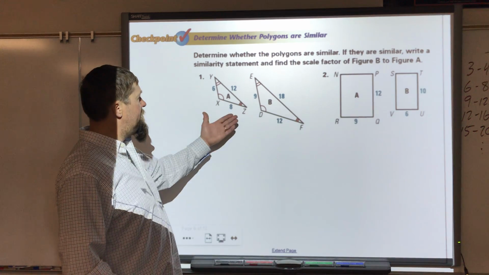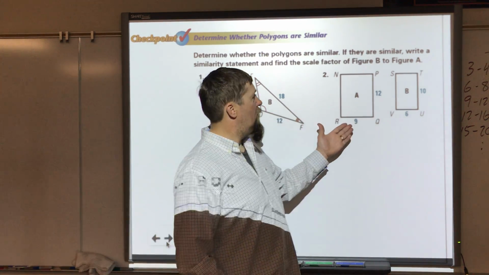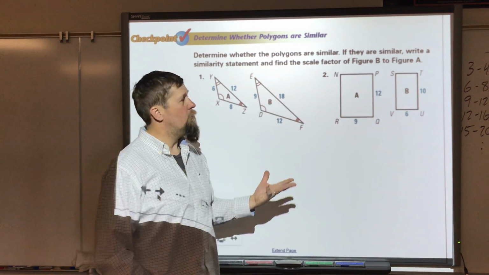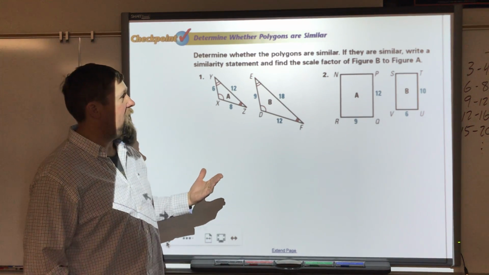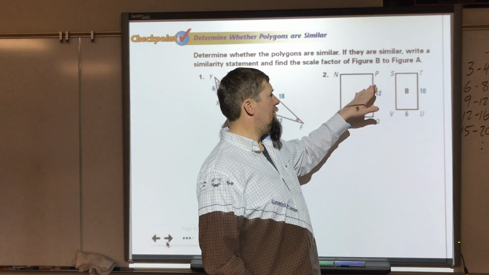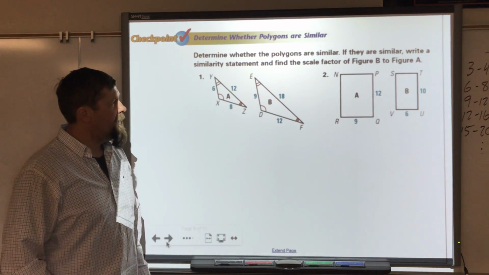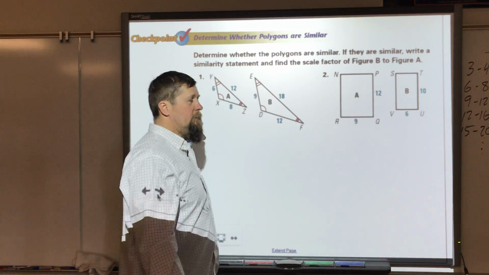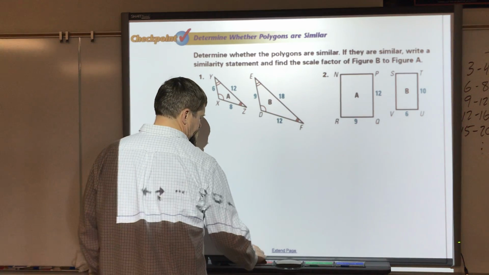Now I'm going to tell you on the first one, you should be able to do that. The second one, you are not able because you don't know the other sides. You can assume they're rectangles, but it doesn't say that they are rectangles. If they were, then we probably could figure out if they were similar or not. But because we don't know they're rectangles, we don't know these other two sides, we can't compare them. But number one, we should be able to compare them.